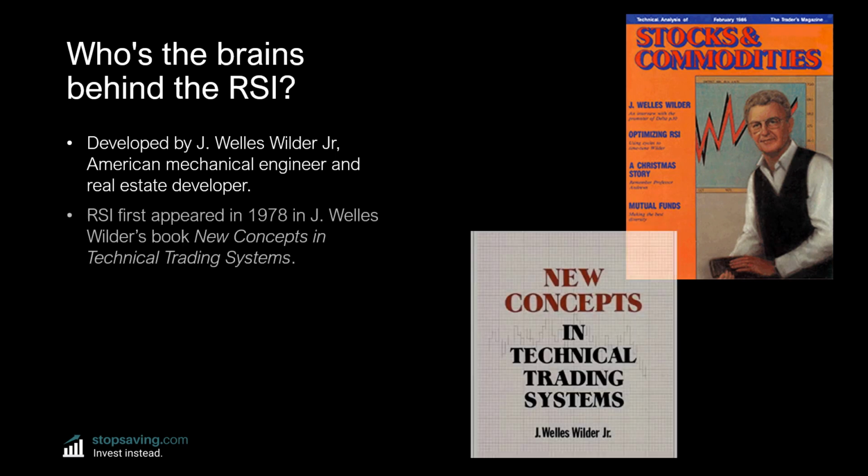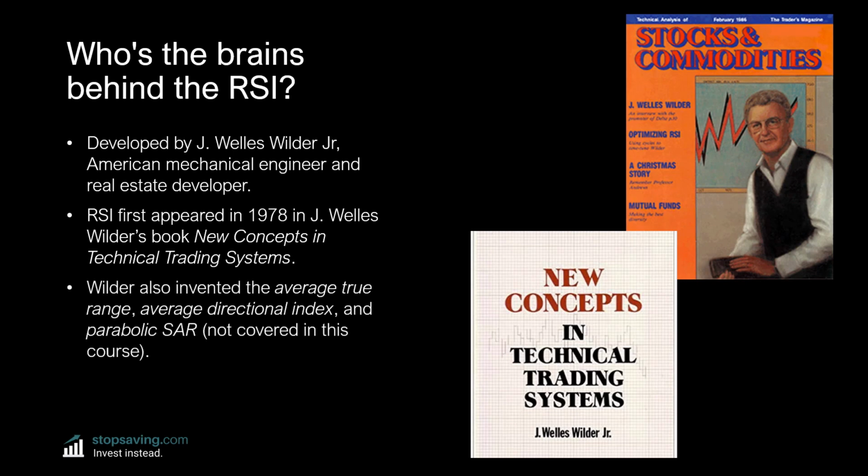In 1978, Wilder published a book called New Concepts in Technical Trading Systems, and that's when he revealed the RSI to the public. He also invented a bunch of other indicators, including the average true range, average directional index, and parabolic SAR. Now, these are all good indicators, but remember, in this course, we're trying to focus on learning the indicators that you need to know in order to up your trading game, rather than trying to learn every possible indicator under the sun. And in my experience, understanding the RSI can really improve your results.